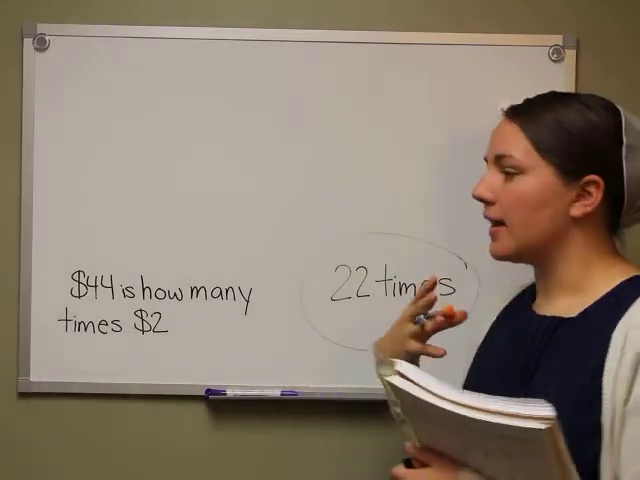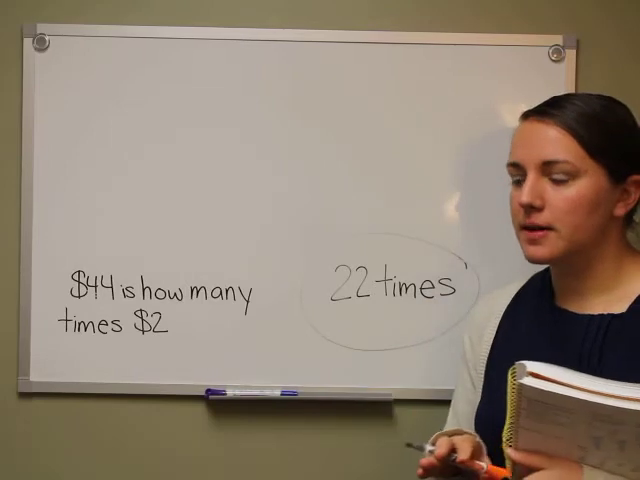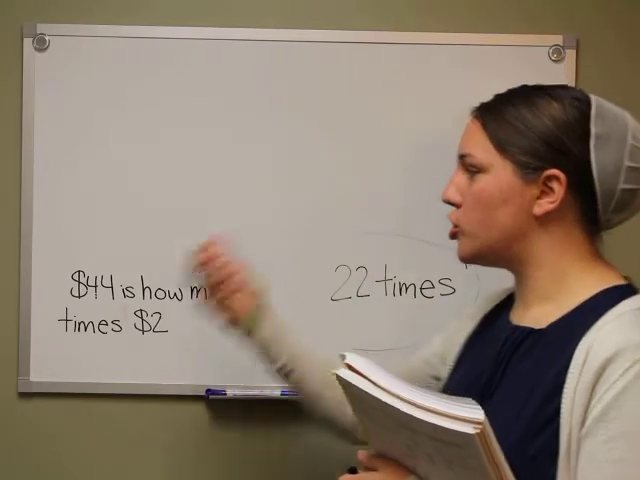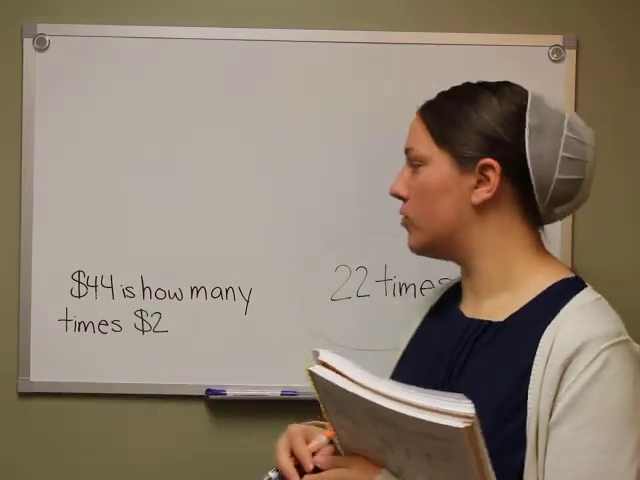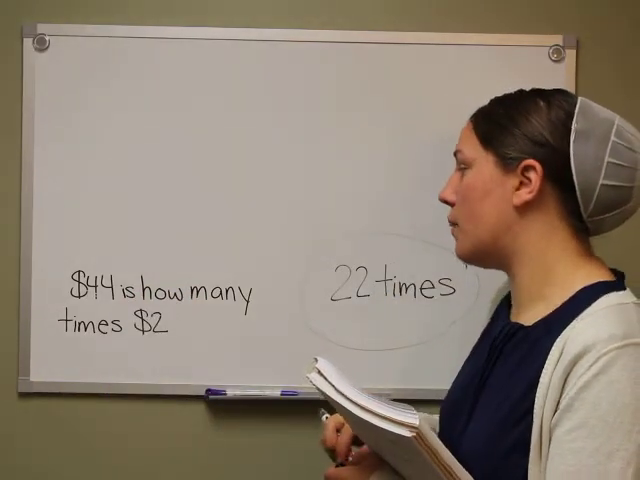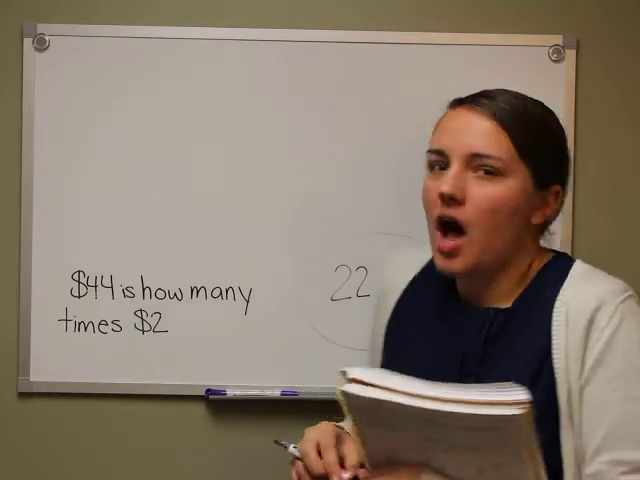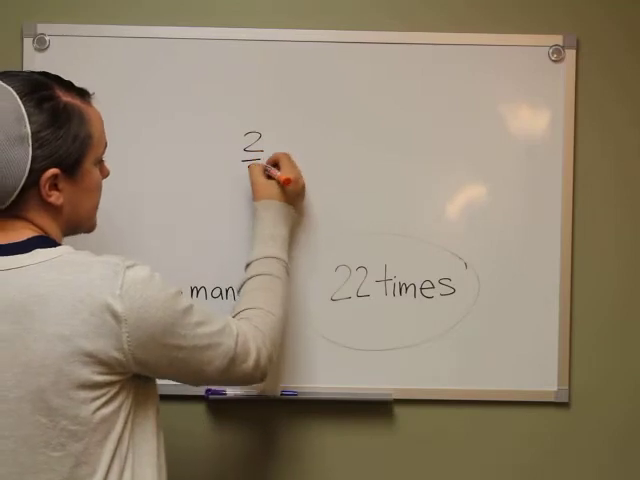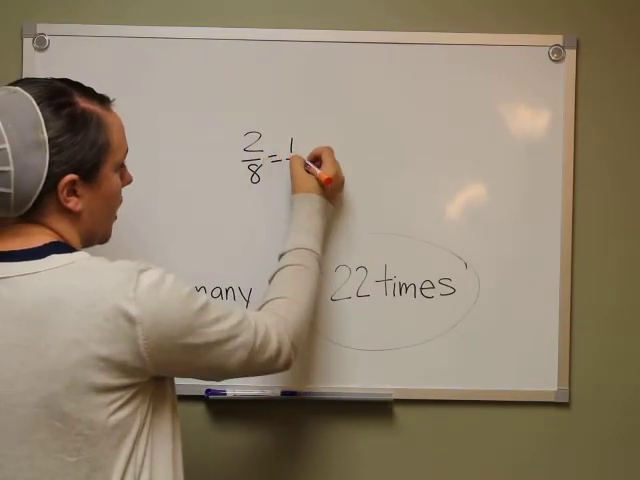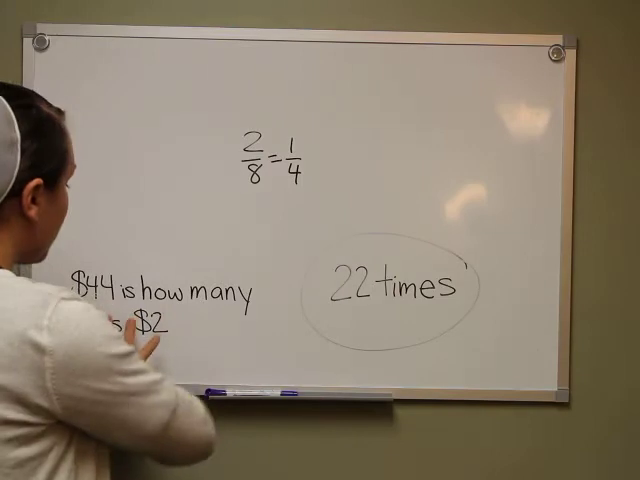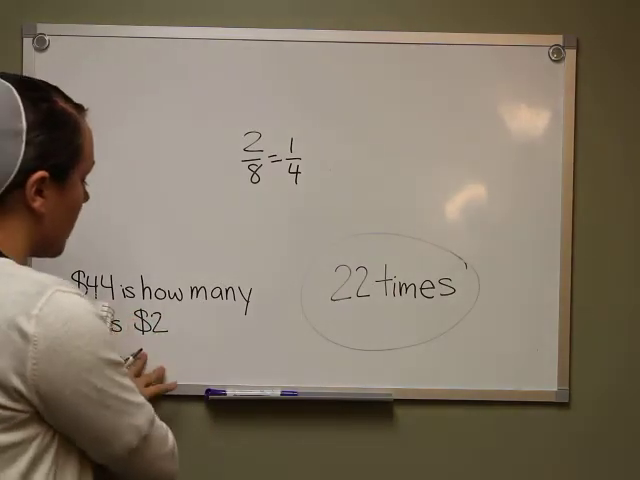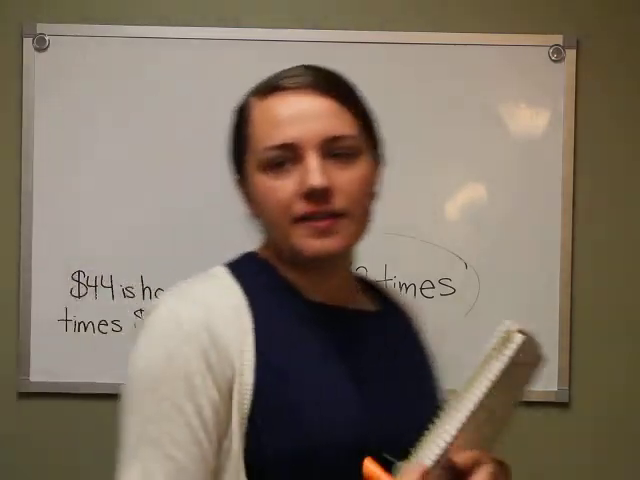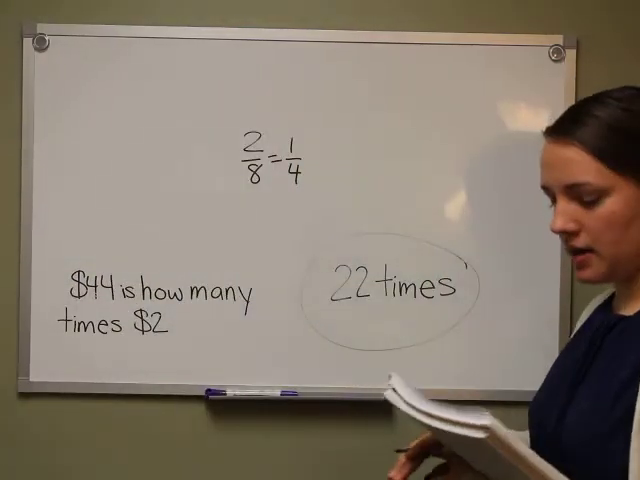Now if we'd be finding what part something is of something else, if it would say, what part is $2 of $8, that's when we would go 2 over 8 because it's just a fraction, and then that would be 1/4. But when we're saying how many times is something and something else, take our larger number divided by our smaller number. And in this case, it is 22 times as large.